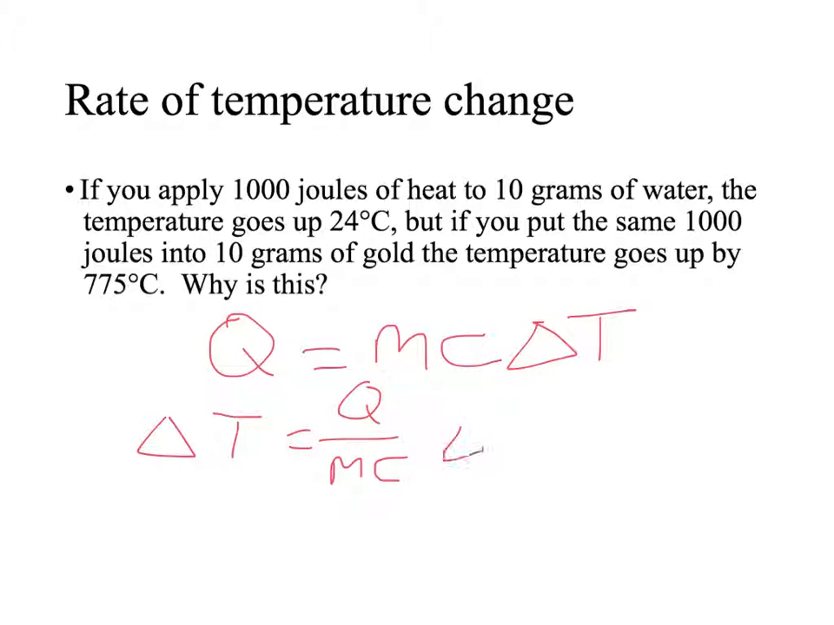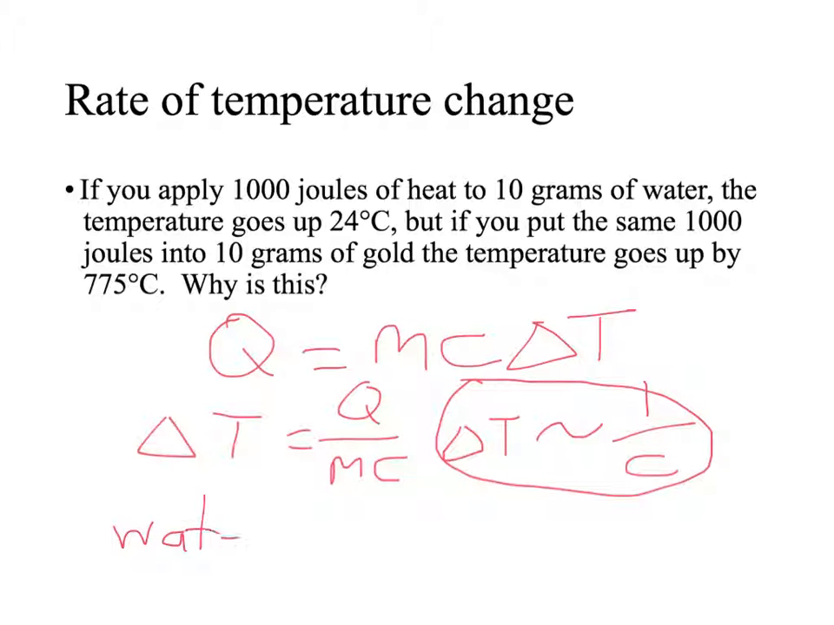What that means is that the change in temperature is proportional to 1 over C if the heat and the mass are the same. That means for a very small value of C, right here, temperature change is large. And for a large value of C, the temperature change is small. Because water has a very high C, water is equal to 4.18 joules per gram degree Celsius. It means it takes a lot of heat to raise temperature just a little bit.